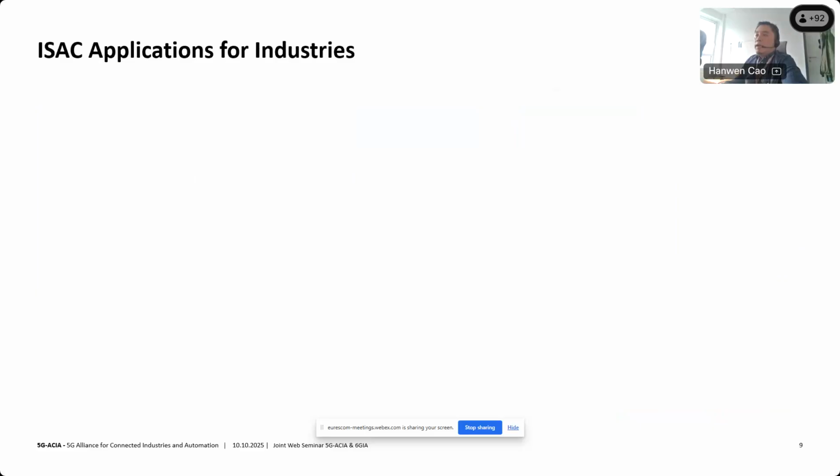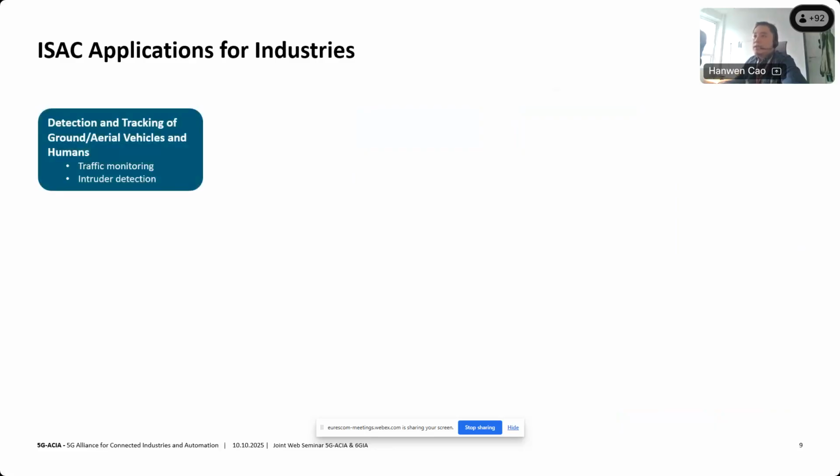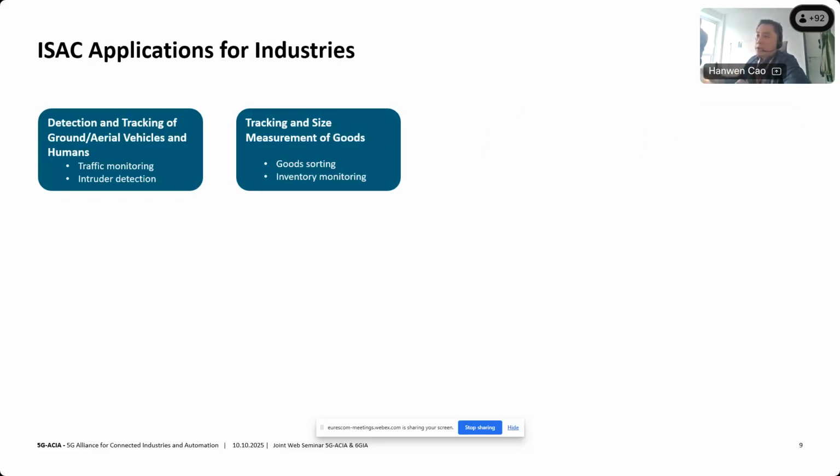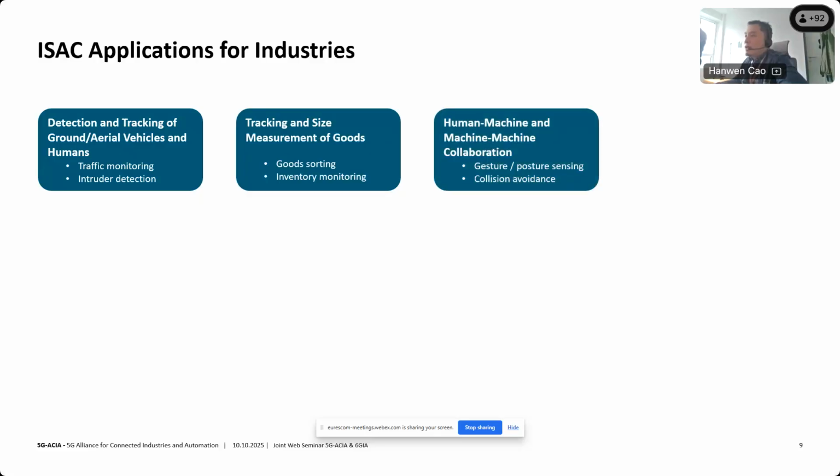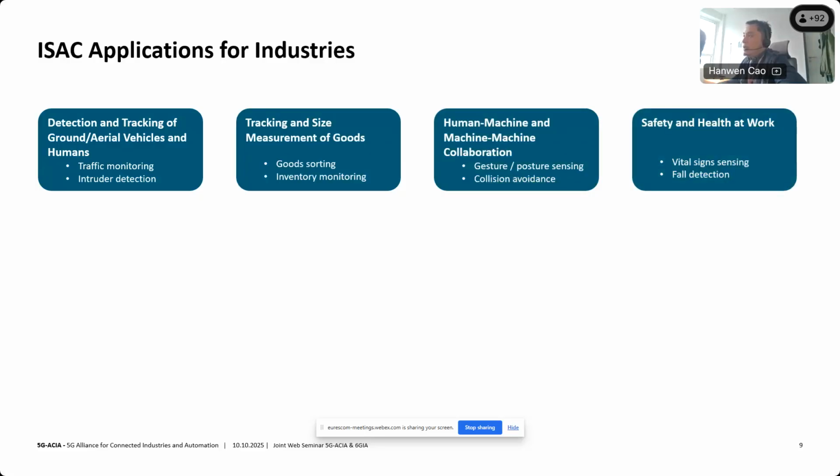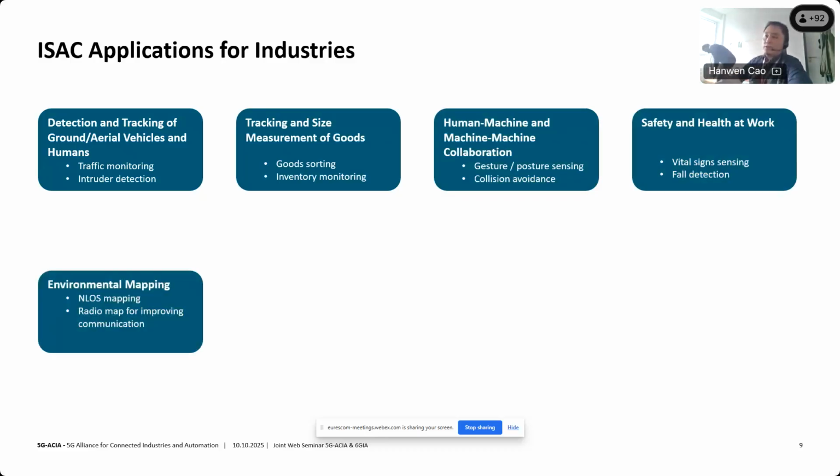Okay, so we have concluded several of the most interesting application areas of ISAC for industries. These include detection and tracking of ground, even aerial, vehicles and humans in the industrial environment; tracking and size measurement of the goods for production; and human-machine and machine-machine collaboration. Safety and health at work, which is also crucially important for protecting our human beings in industries.